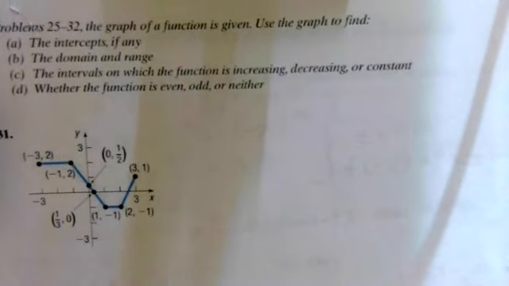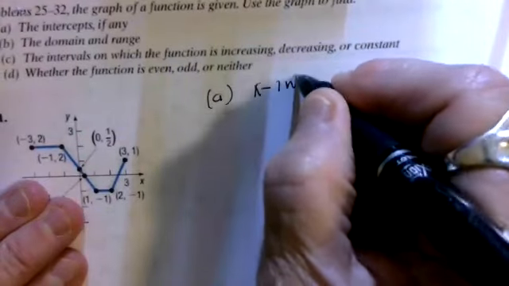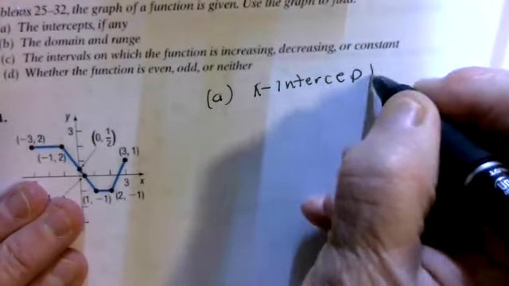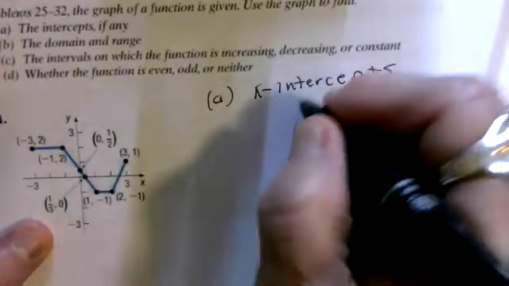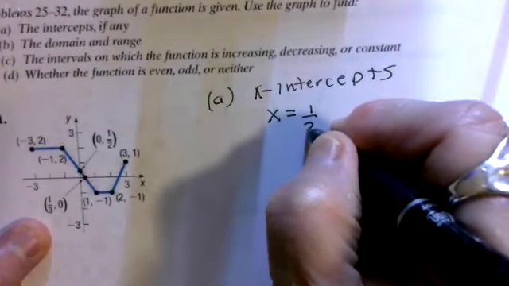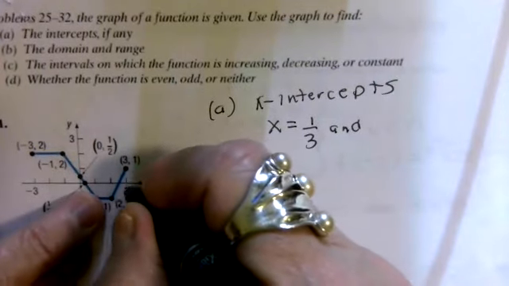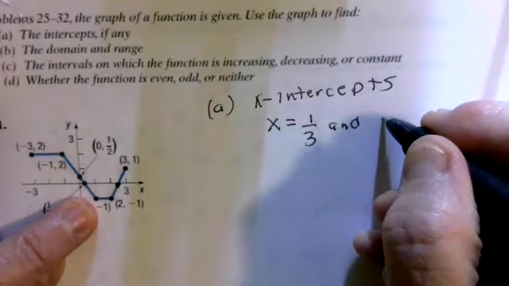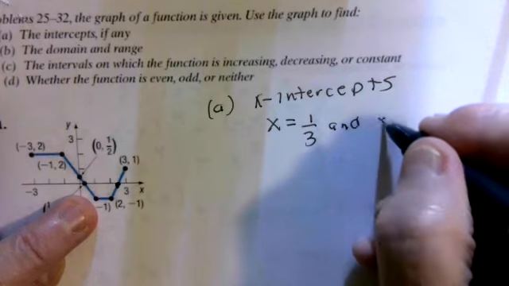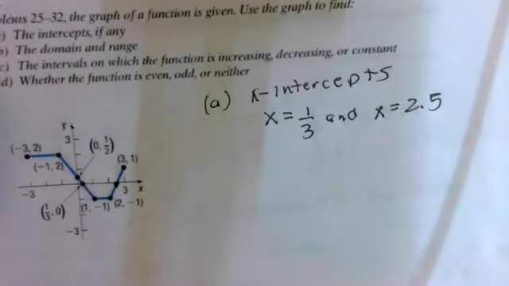So here's our function down here. And so let's look at the first question, which is about the intercepts. Does it have any x-intercepts? Well, that would be where it crossed the x-axis. And that looks like it's at x equal 1/3. And it looks like there's another one right here. And I don't know exactly what that is. But let's say it's 2.5. So those are the x-intercepts.